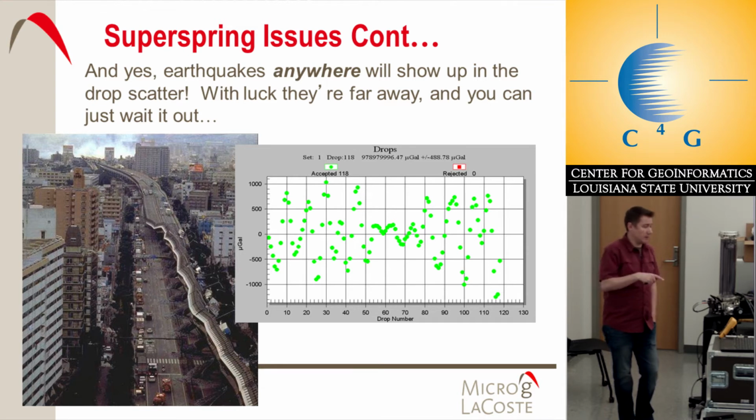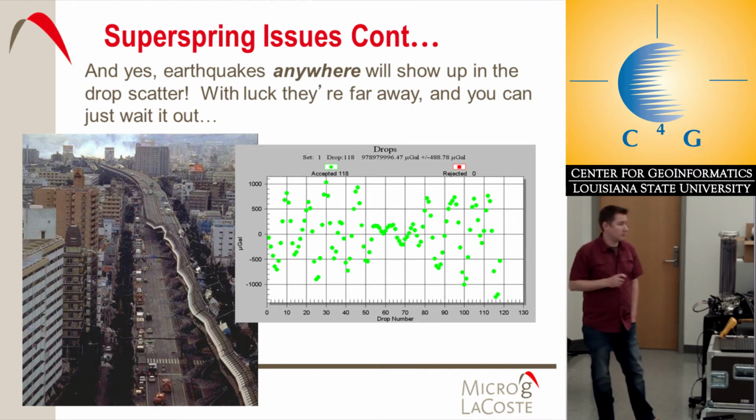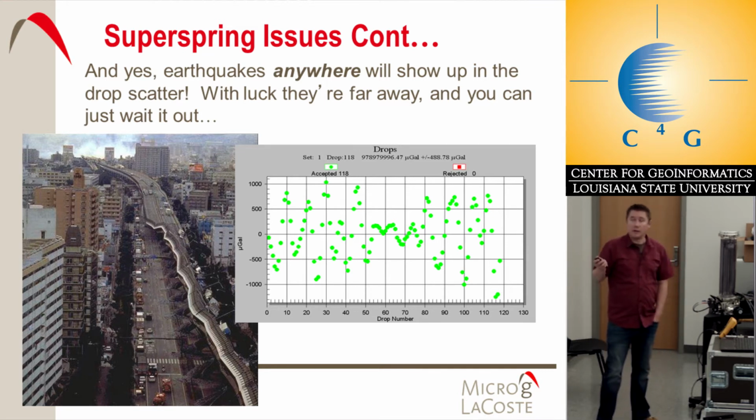The nice thing about g is if it does see a set with a very high, 500 microgal set scatter or drop scatter, it automatically weights that less than the better sets. So you can be confident in your g value still, because this set has less weight than the rest of the sets.